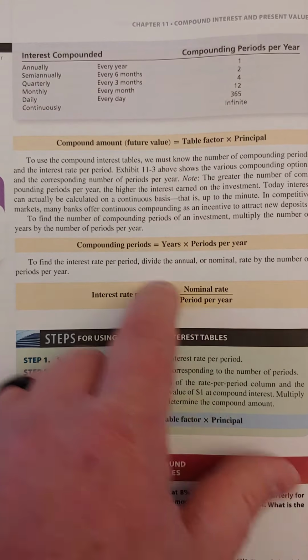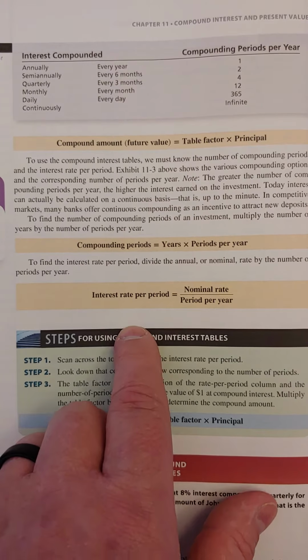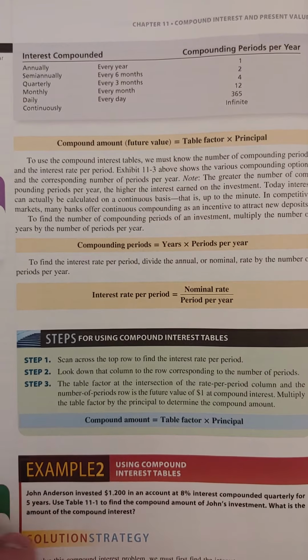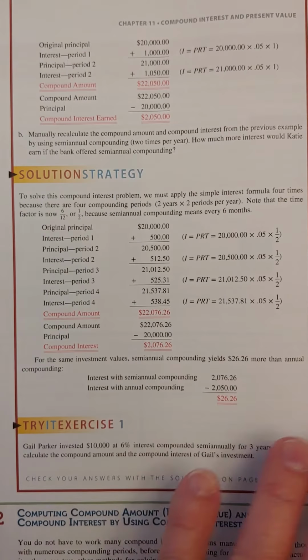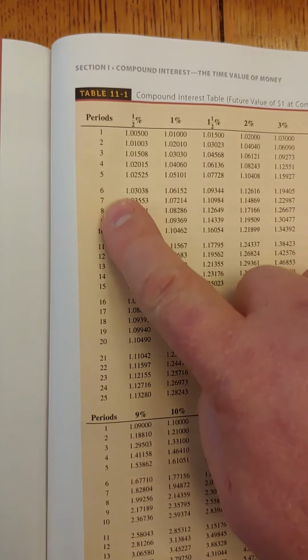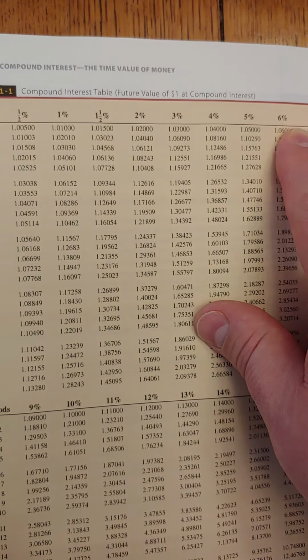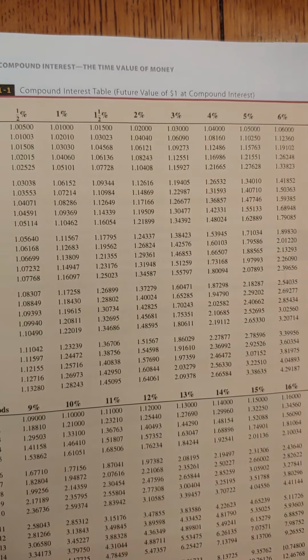So we always need to find out how many periods total, and that's the left side column, and what the nominal rate is, and that's the top. So how many total compounding periods we're calculating for, and then what interest rate per period. That's what we have to calculate. Again, I'll take a picture of this and let you know.